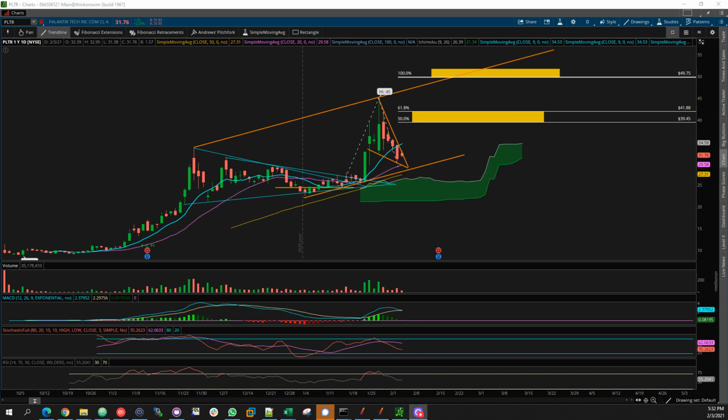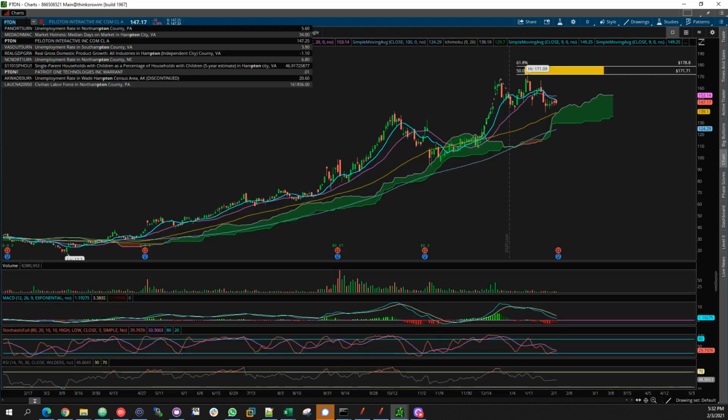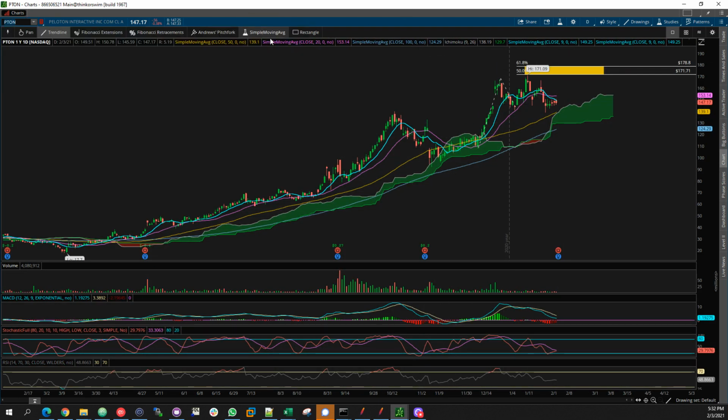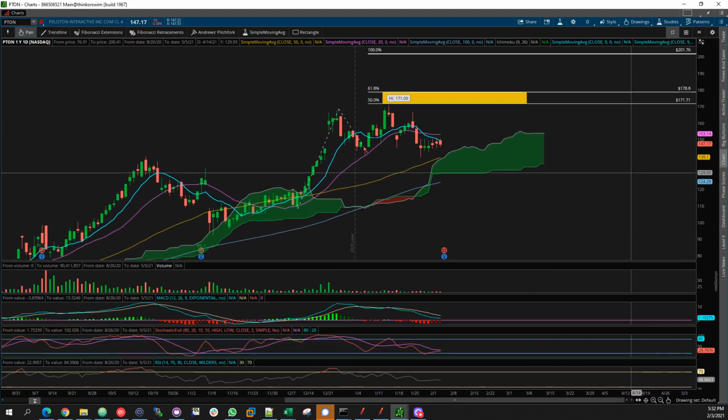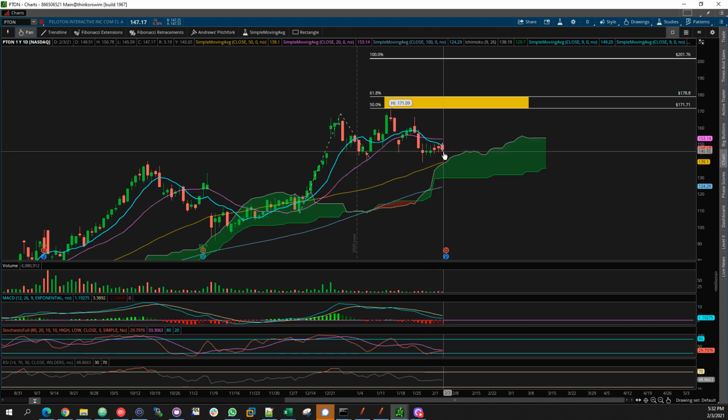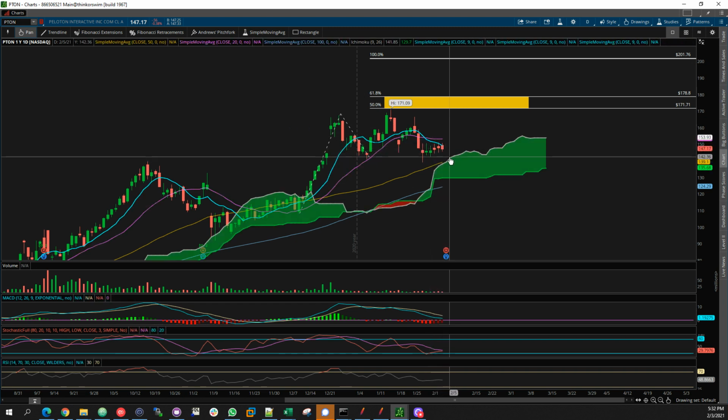Okay. Next name on the list is Peloton. Wow, in the longer term of things, this looks like a cup and handle. Not exactly, but that's what I see. The 9-day moving average is right now acting as a resistance. If this comes down somewhere around 142, don't get frustrated.